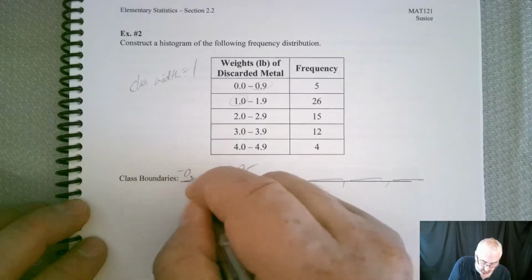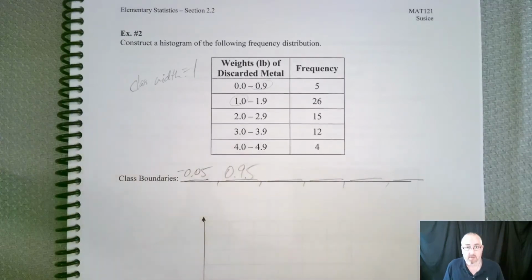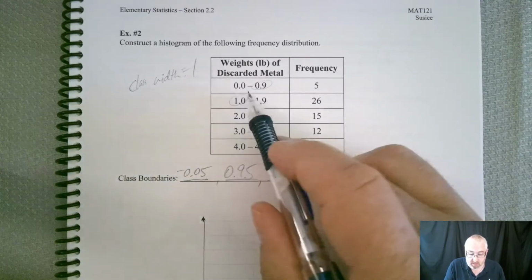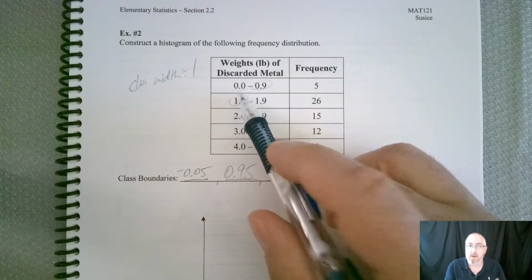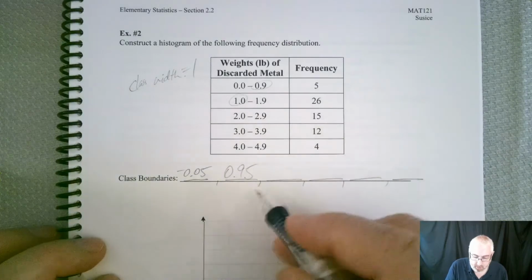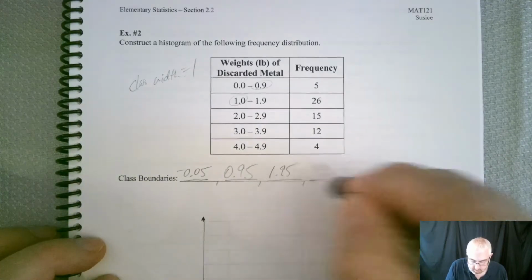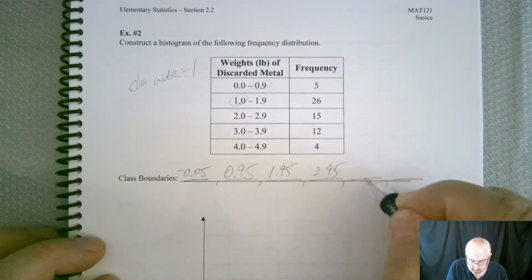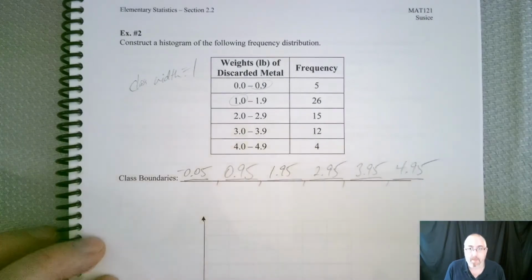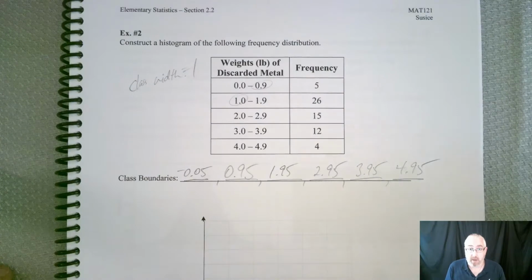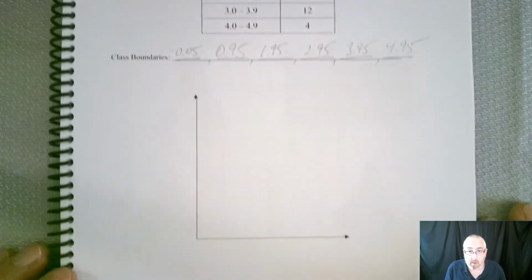So negative 0.05. The reason why is because our first class starts at 0, so our boundary has to be a little bit before that, so it's going to have to be negative. But now we can add 1, add 1, add 1, and add 1 more. So that gets our class boundaries, so now we should be good to go.